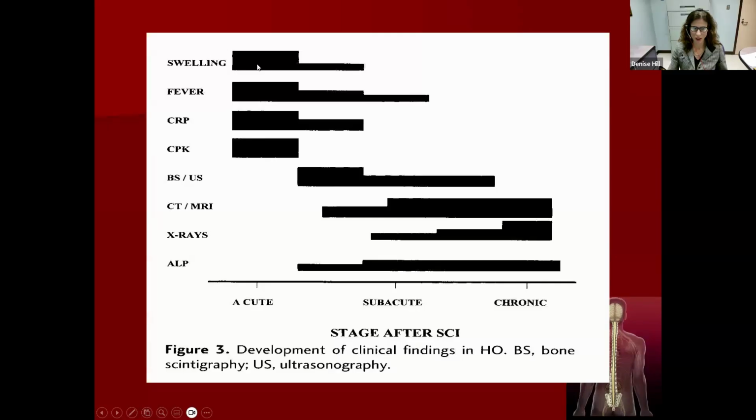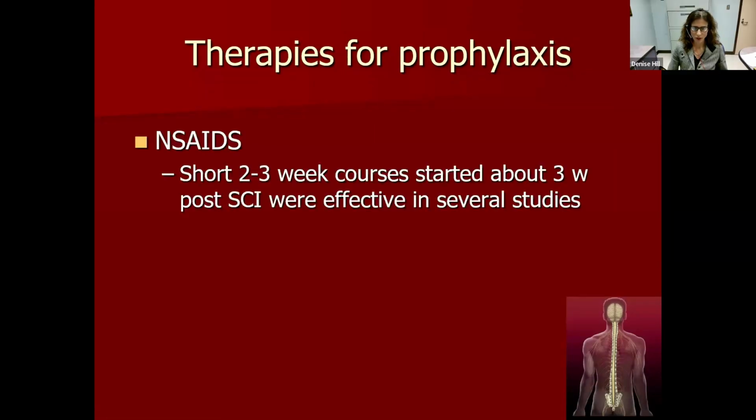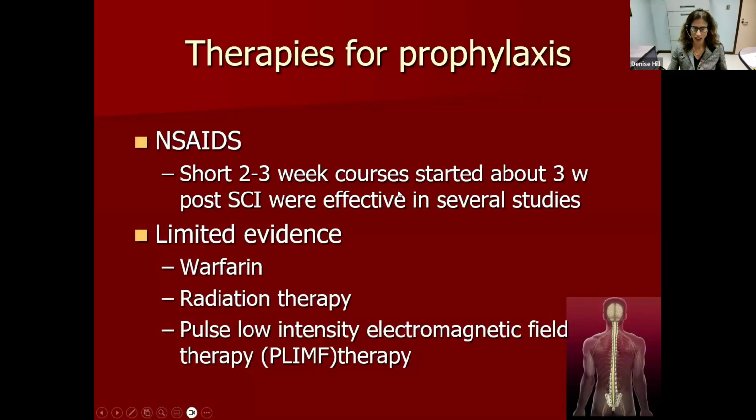This is a nice chart for when things present. We have the clinical signs: swelling, fever, stiffness, and CRP and CK are up almost right away. Soon after that, by about 2 or 3 weeks, bone scan and ultrasound are positive, with CT, MRI, and x-rays midway through, and the alk-phos is going to stay up for quite a while. We follow x-rays and some of the lab work to see how it's maturing. In terms of prophylaxis, we don't use NSAIDs in our center, but anti-inflammatories have been shown to help prevent HO from developing. And then there are some other therapies here that haven't been proven to help prevent HO.